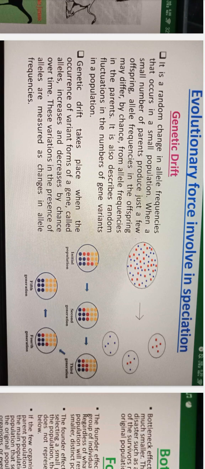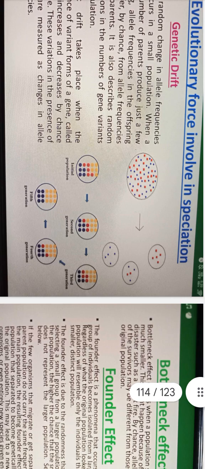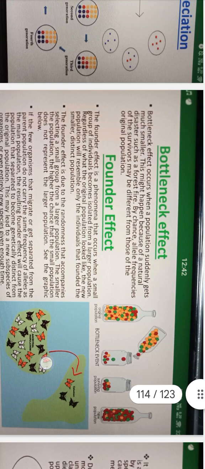Genetic drift takes place when the occurrence of variant forms of a gene, called alleles, increases and decreases by chance over time. The variations in the presence of alleles are measured by changes in allele frequencies. Initial population, second generation, third generation, fourth generation, fifth generation.